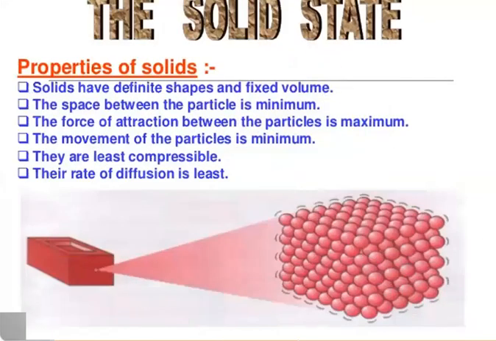Properties of solids. Solids have definite shapes and fixed volume. The space between the particles is minimum. The force of attraction between the particles is maximum. The movement of the particles is minimum. These are least compressible and their rate of diffusion is also least.